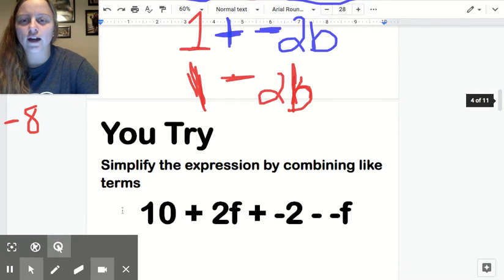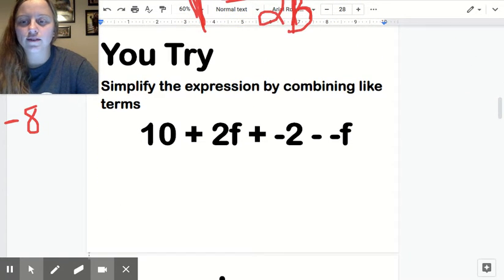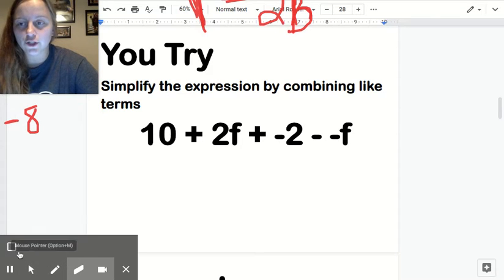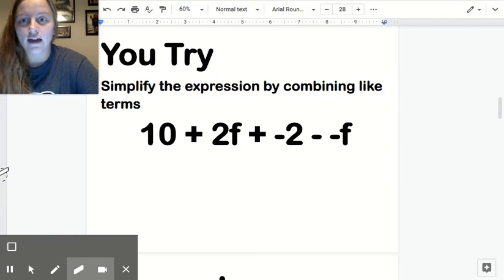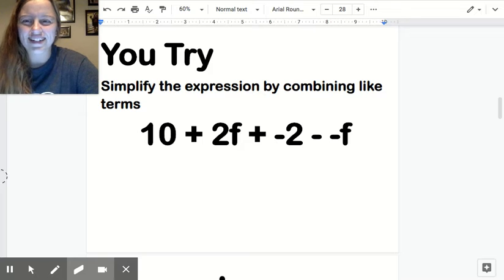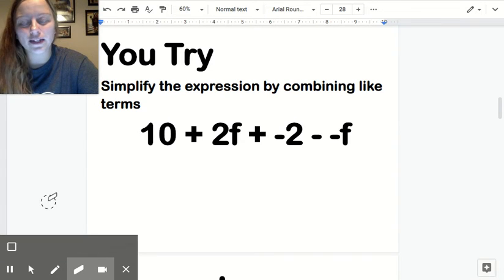Let's go ahead and you try this one. 10 plus 2f plus -2 minus -f. Whew. Go ahead, try it in your notebook. We'll pause the video while you work.